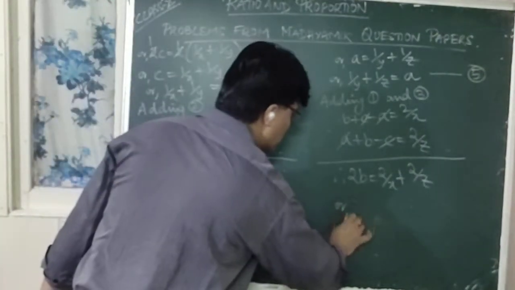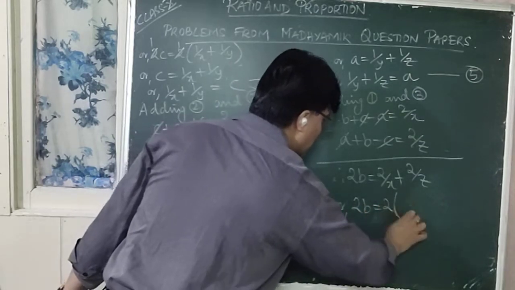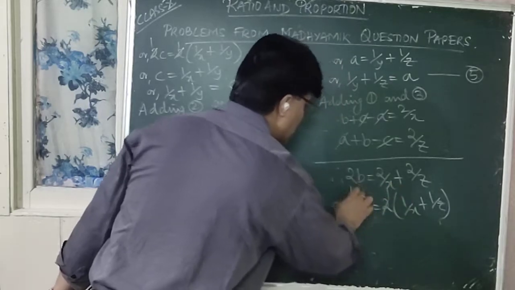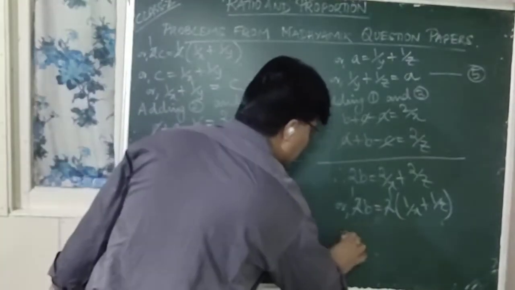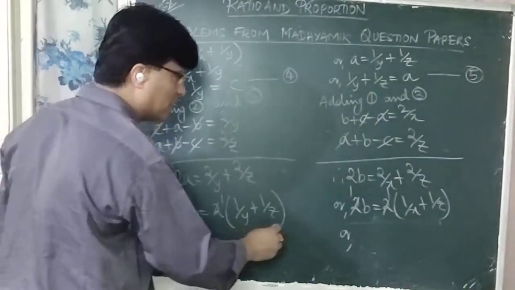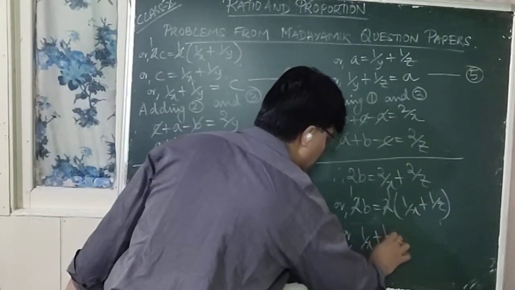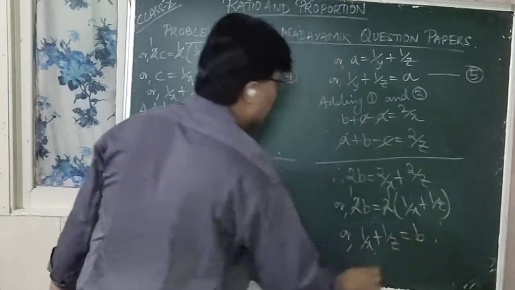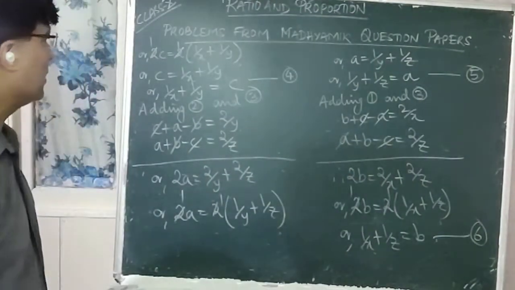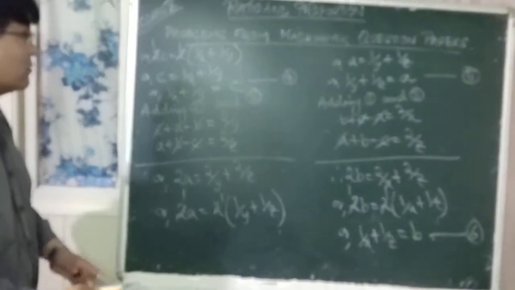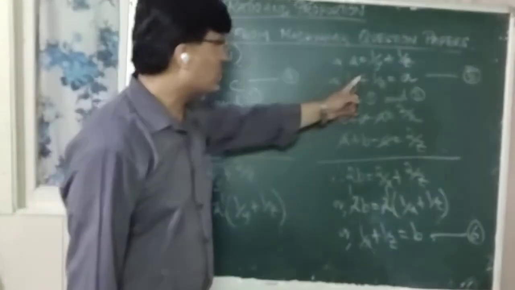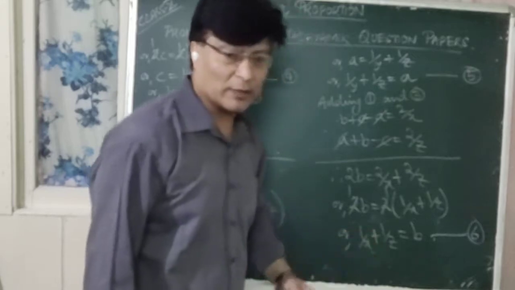Or 2B is equal to, here 2 is taken common, 1 upon x plus 1 upon z. So here 2 gets cancelled. So what do we get? You can write these terms on the right hand side to the left hand side. That is 1 upon x plus 1 upon z is equal to B. Suppose this is number 6. Is that clear? So we have got all the values of 1 upon x plus 1 upon y, 1 upon y plus 1 upon z, and 1 upon z plus 1 upon x.